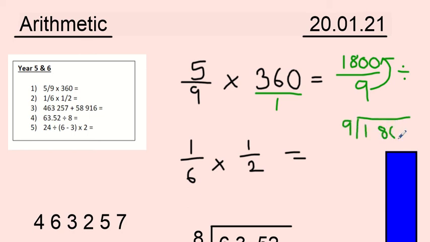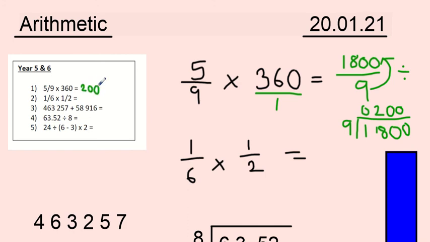Again, if you need to do a jotting for this, you can. If you're somebody who feels a little bit more confident with some jottings, 9 into 1 doesn't go, so we carry the 1 over. 9 into 18 goes twice. 9 into 0 doesn't go. 9 into 0 doesn't go. So we've got an answer then of 200.